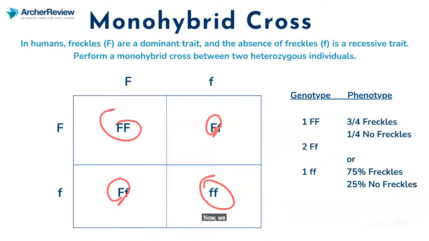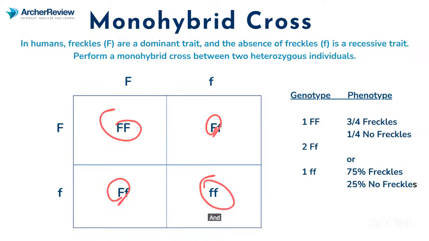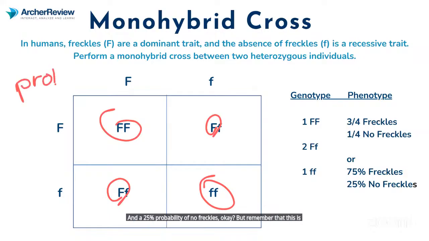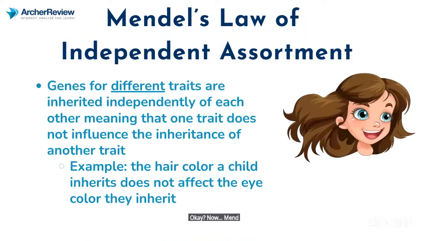Now, we could report this also in percentages. It'd be easier to say that we have a 75% probability of having freckles and a 25% probability of no freckles, okay? But remember that this is probability, not a recipe for if you have 4 kids, how are they going to turn out? Okay? Now, Mendel's got another law, our third and final law, that states genes from different traits are inherited independently of each other. Now, I think that this is probably the most difficult one to make sense of.